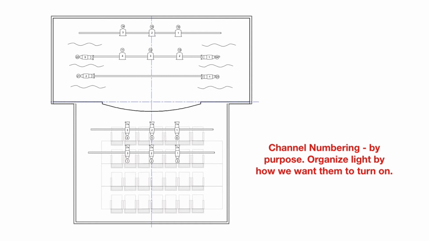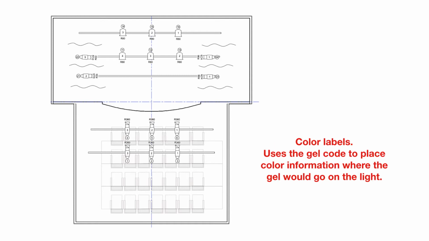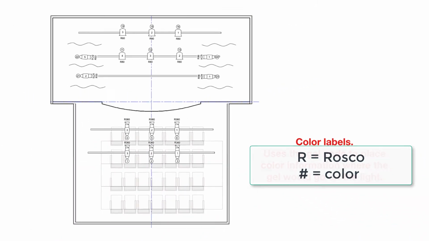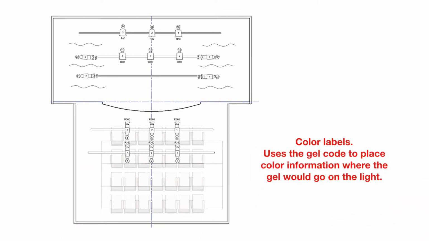Then the last piece of information on this simplified plot is going to be the color label, right? Colors are identified in gel by the company and then a color number. So if you look at the front of each of these lights, they have a little R and then a 2 or 3 number code, okay? That's how you look up a specific color in the Roscolux gel book. So R360 is a mostly transparent blue in the Roscolux gel book. R80 is a very dark blue in the gel book, and that color gel code is going to be information right where the gel goes on the light.